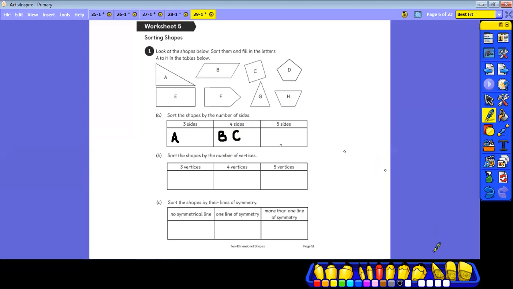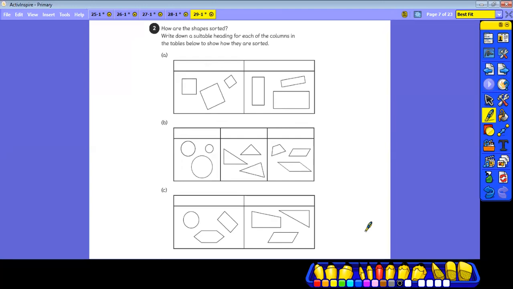I think I can leave you to complete that page of your workbook independently. And then the second page, how are these shapes sorted? So that's similar to our guided practice. You have to look at the shapes, think about our properties, how many sides, how many vertices, how many lines of symmetry, and see if you can sort those shapes accordingly.